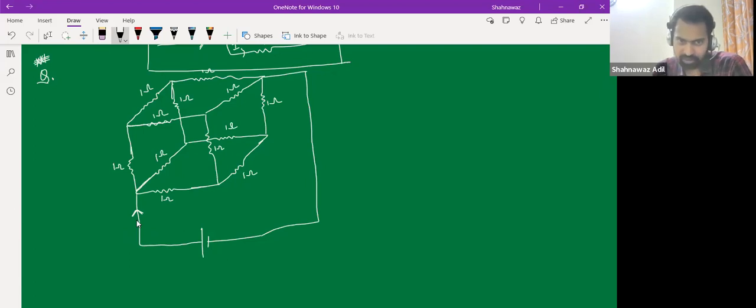How much current should I assume? These are I, three, right? 3I, because there are three parts, so these are divided in three parts. So then the solution would be simpler, right? If I assume only I, this would be I by 3, I by 3, I by 3, right? So the calculation would be difficult. Is that clear to you?